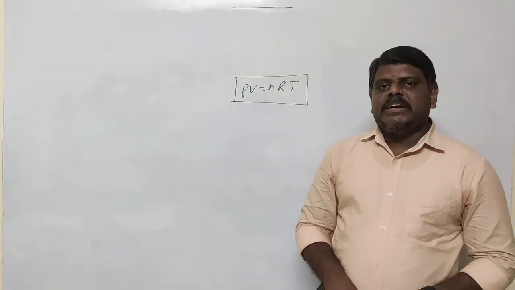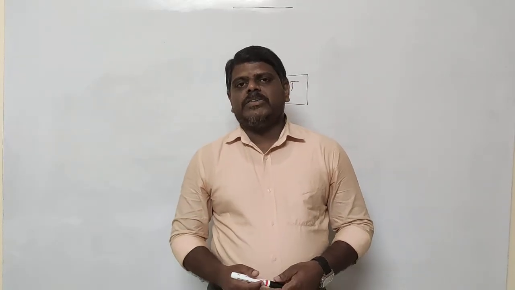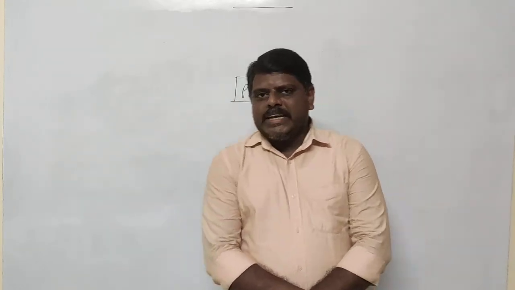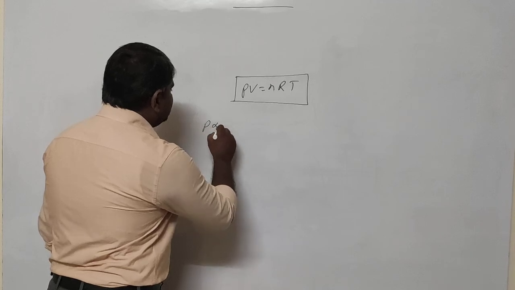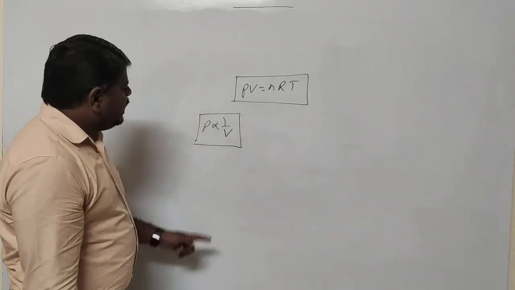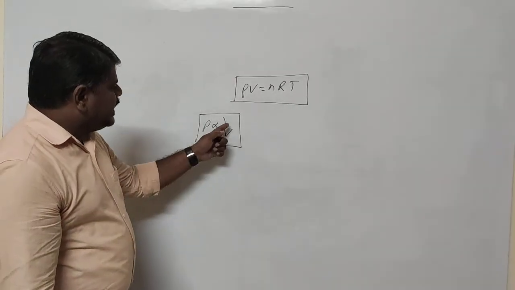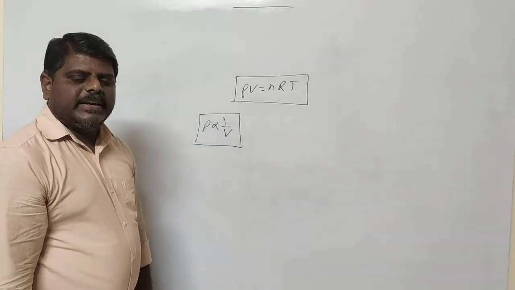So to derive this equation, definitely we are going to use Boyle's law and Charles law. That's why briefly I am just going to explain once again Boyle's law and Charles law. Boyle's law states that at constant temperature, the pressure is inversely proportional to volume. That means if the pressure increases, volume decreases. Pressure decreases, volume increases.